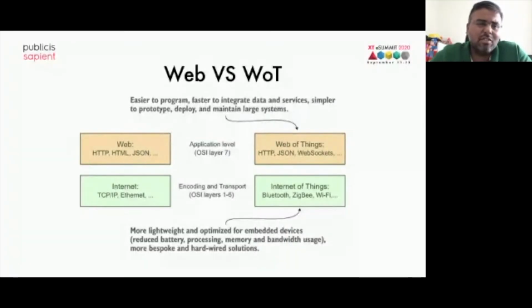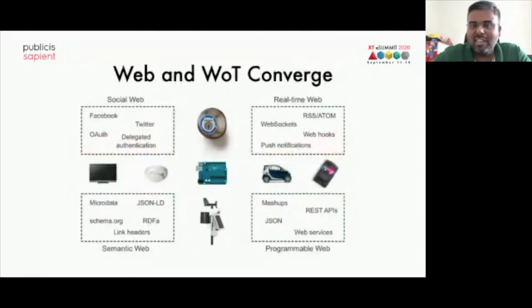Let's see what the difference is between the web and the Web of Things. What the web did to the internet a few decades back, that's what the Web of Things is going to do. On the encoding and transportation layer, the Web of Things is going to provide an abstraction which helps to connect multiple things much more easily. In the web, you can actually divide it into four factors: social web, real-time web, semantic web, and programmable web.